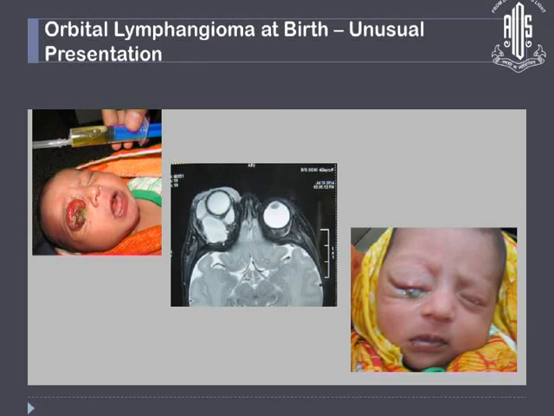Lymphangioma as such generally presents in the first decade of life, but this child presented with severe proptosis since birth, and you can see on imaging a multicystic, typical lymphangioma-like picture, and the cyst was aspirated, and this is almost 1 month after the aspiration.